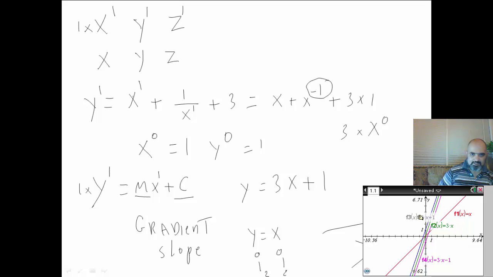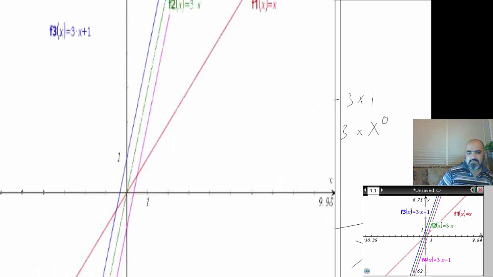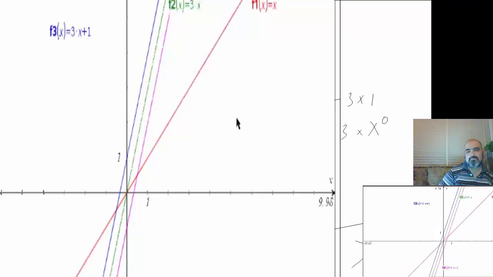While if we had something like y equals 3x, so for x equals 0, if we just look at the y equals 3x before the 3x plus 1, for x equals 0, y equals 0. For x equals 1, y equals 3. For x equals 2, y equals 6. So you see, y will be rising much faster. So this will be something like so, rising much faster than this one.